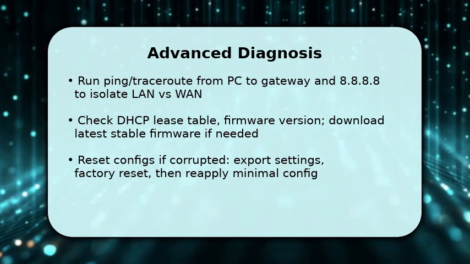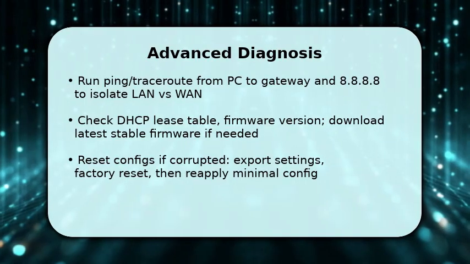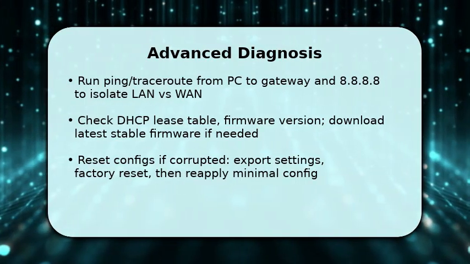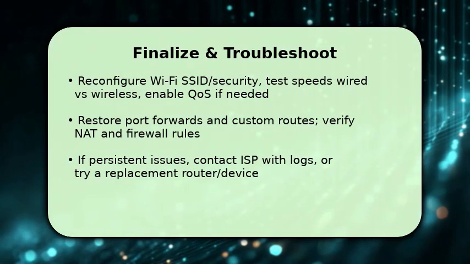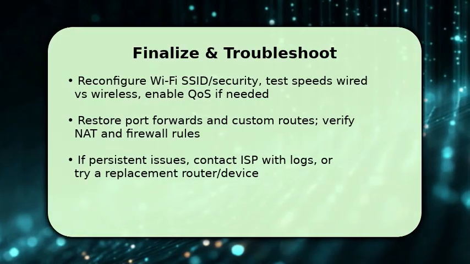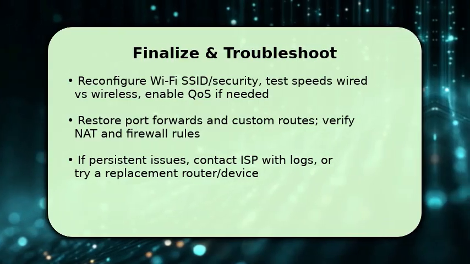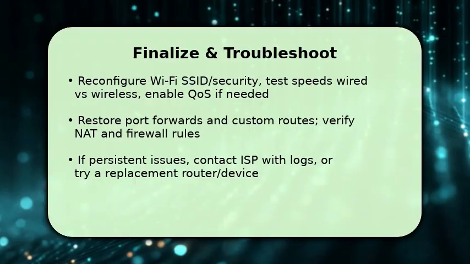Finish by restoring stable operation. Reconfigure Wi-Fi SSID and security, then test throughput on wired and wireless links to confirm performance. Recreate port forwards and custom routes deliberately, and verify NAT/firewall rules to prevent blocked services. Once done, monitor for 24-48 hours.